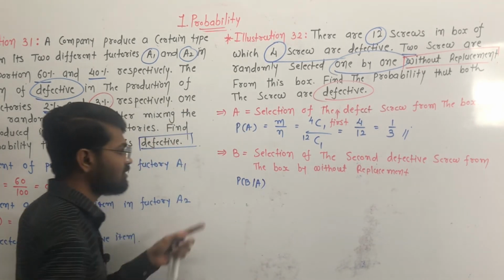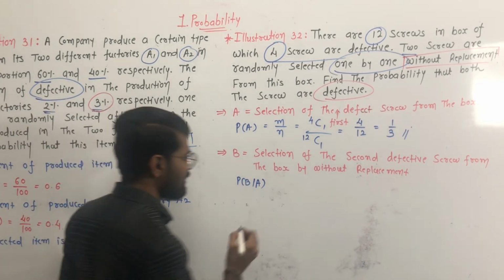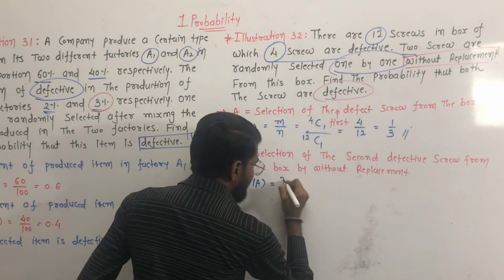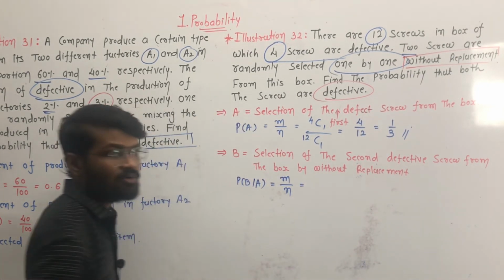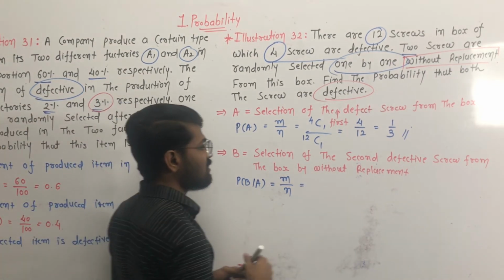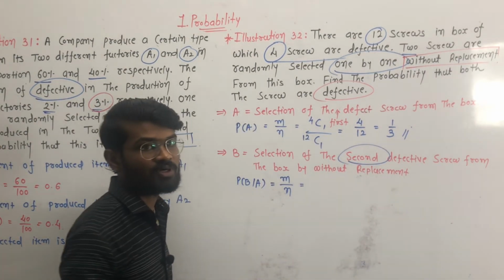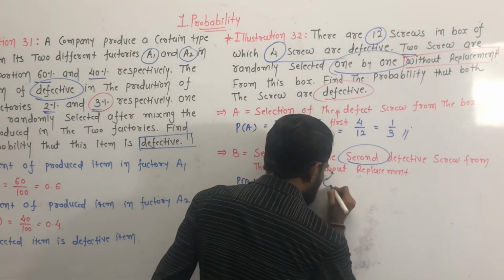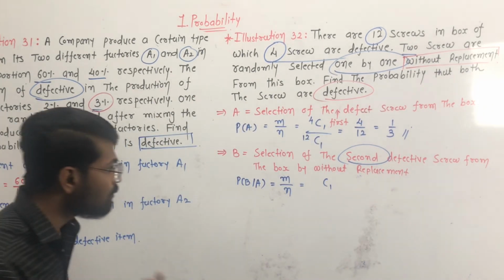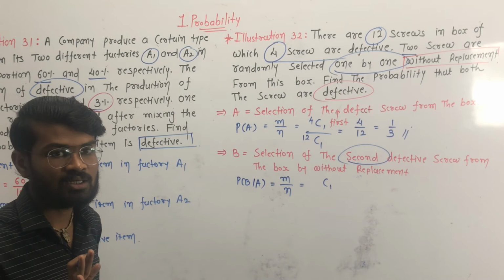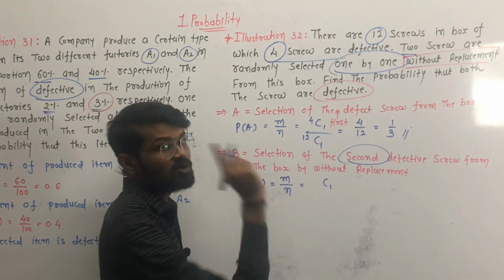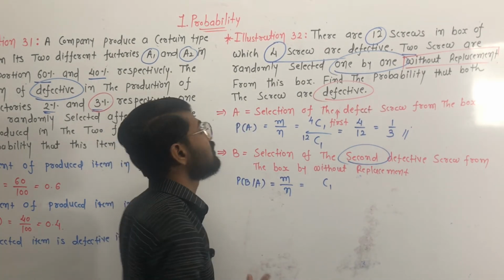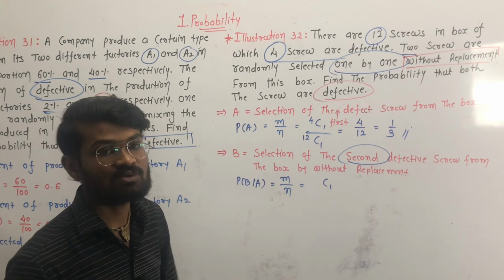So we have to find the probability P of B given A. It is equal to m by n, where m is the number of favorable outcomes. We have to select a second defective screw, but only one screw, out of the defective screws. How many defective screws now? 4? No, it will be 3, because we already selected the first screw from the defective screws. So the remaining defective screws will be 4 minus 1, which is equal to 3.